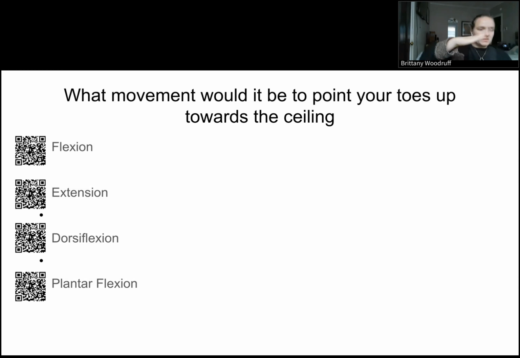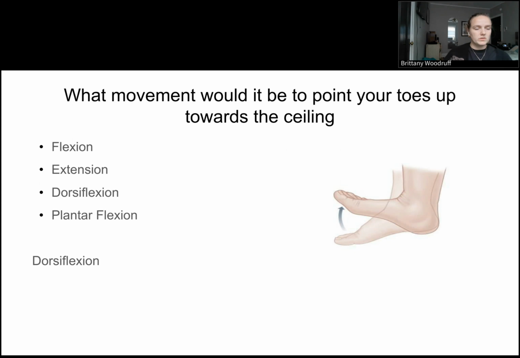So pointing the toes towards the ceiling, right? So we have flexion and extension, but we don't use those in feet, okay? We use specific types of flexion. We have dorsiflexion and plantar flexion. Dorsiflexion, pointing the toes towards the ceiling. Plantar flexion, pointing the toes down. So you're stepping on plants, okay? So the correct answer to this one, dorsiflexion, pointing those toes upwards.